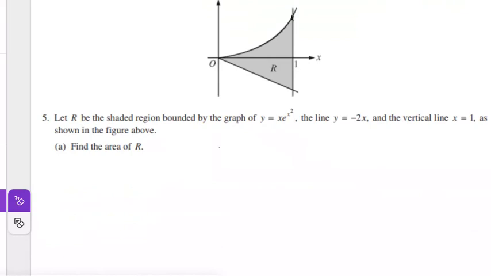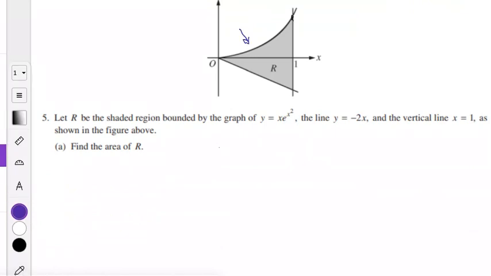Okay, let's start with part A. So firstly, we should look at the graph. In the question, it tells us that R is the shaded region bounded by the graphs of y equals xe to the x squared, the line y equals negative 2x, and the vertical line x equals 1. So we can assume that this exponential line is xe to the x squared. This vertical line is x equals 1, and this line right here is y equals negative 2x.